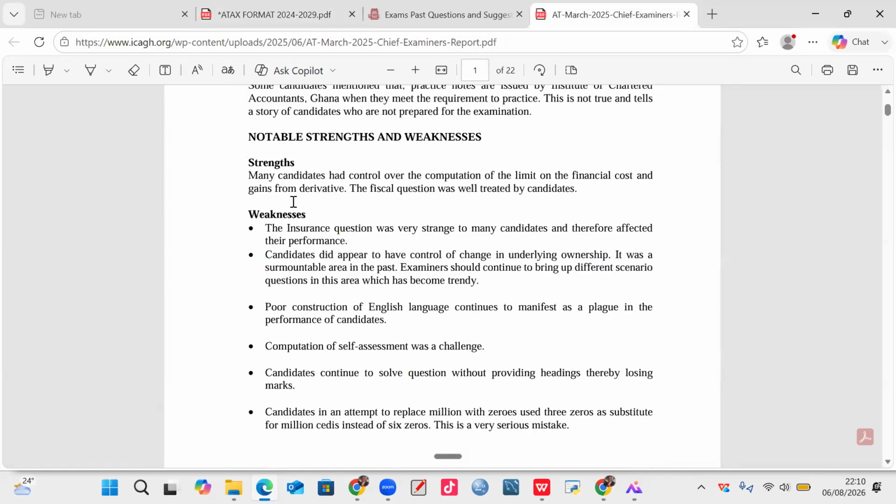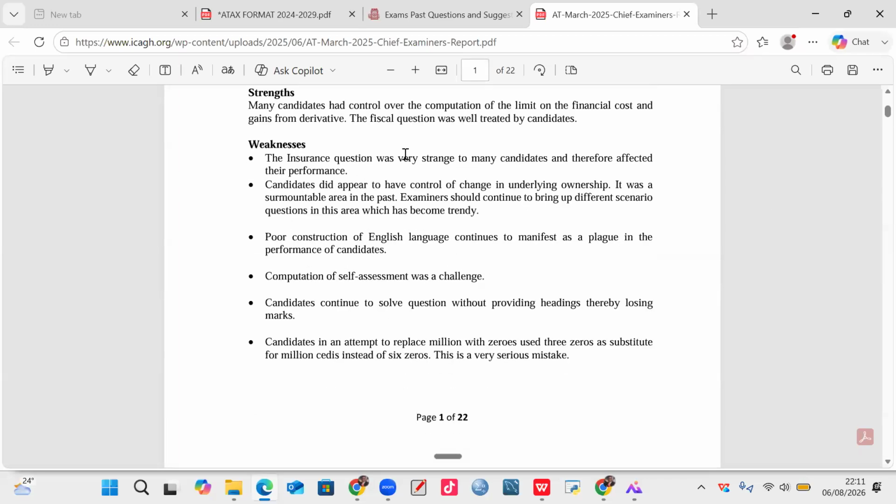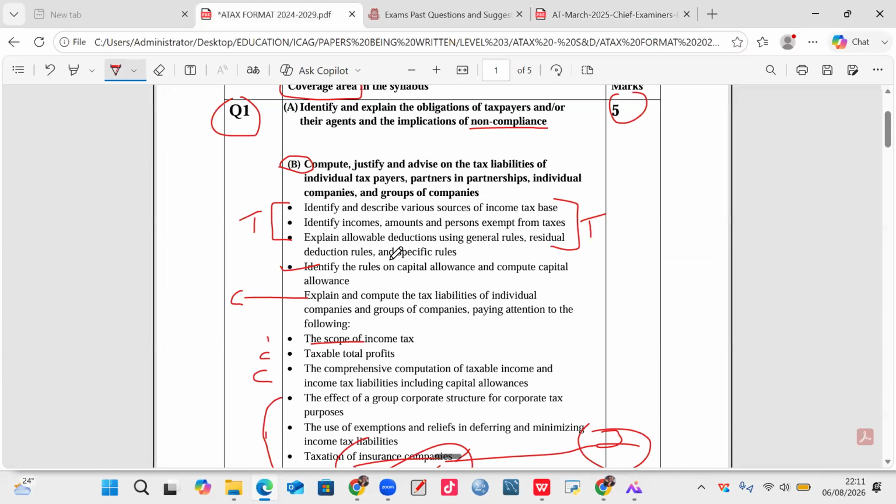So let's look at the strengths here. Many candidates had control over the computation of the limits on the financial cost and gains from derivative. The fiscal question was well treated, meaning that year they asked questions on financial costs and gains and derivatives. Weaknesses. These weaknesses mostly are prevalent across every diet. The insurance question was very strange to many candidates and therefore affected their performance. Why was it strange? Because they didn't pay attention to the format.